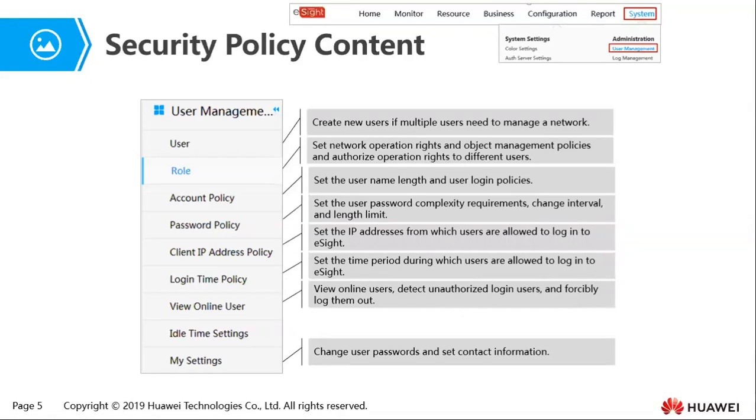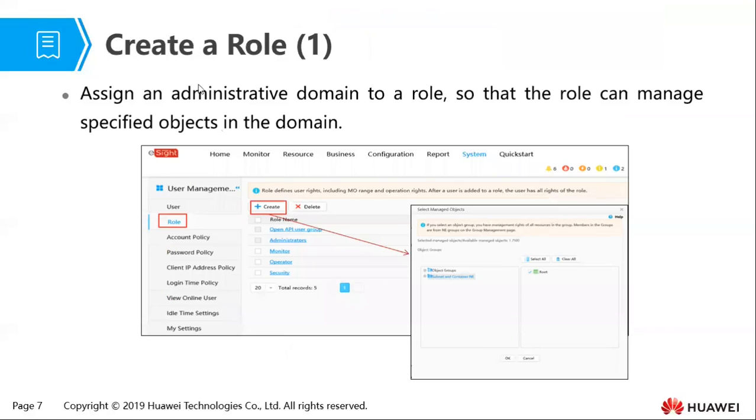Then this is where you can view everyone that is online. You can also see or detect any unauthorized login users, and you can forcibly log anyone out, depending on your role. If you're a super admin, you can do that. Then the idle time setting. The client will automatically log you out if you've been idle for a certain period of time, so that it can prevent other users from performing unauthorized operations. So those are some of the settings that you can access.